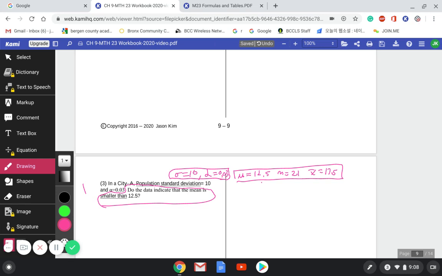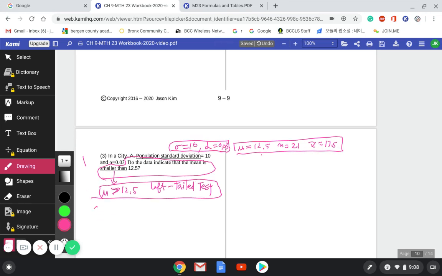Okay, and they are saying it's smaller. So smaller means less than 12.5. So whenever you have a less than, we are using a left-tailed test. So knowing all of this, okay, we're going to start.